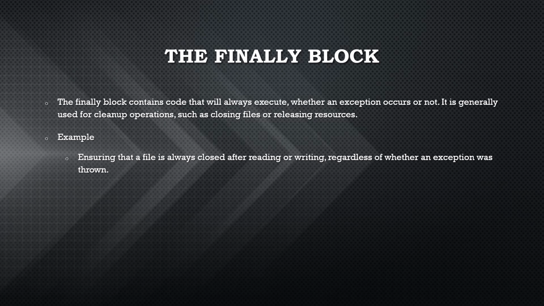For example, when reading from a file, you might structure your code like this: after attempting to read in the try block, you handle any potential exceptions in the catch block, and then use the finally block to close the file. This guarantees that the file will always be closed, preventing resource leaks and maintaining application stability, thereby enhancing the reliability of your code.